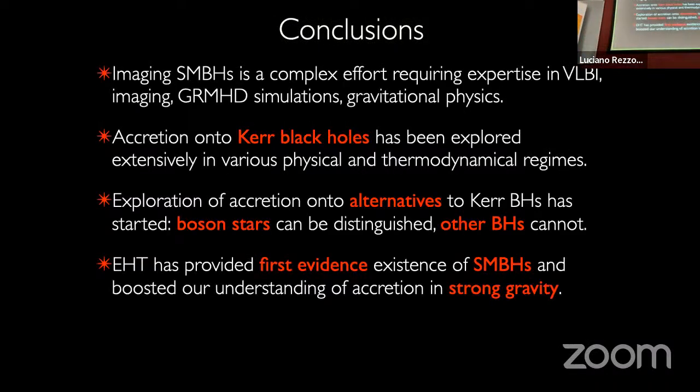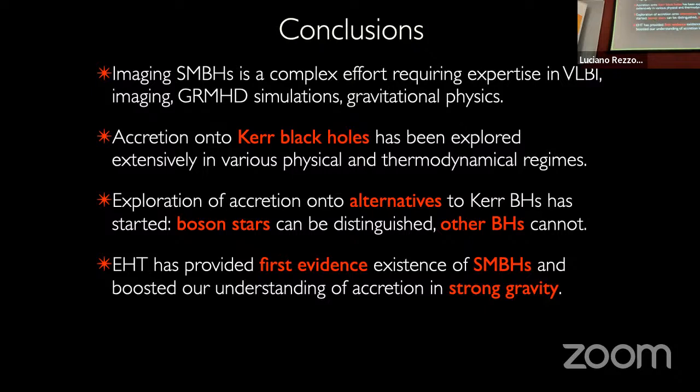And here you can see how this changes with spin. Okay, conclusions. I tried to explain that imaging a supermassive black hole is a rather complex endeavor. You need to have a lot of expertise from VLBI, taking the data, producing the images, and then interpreting the images. We have learned about accretion over the last few years more than we have done over the last 30 years, I would say. We are exploring alternatives to Kerr black holes and boson stars. So boson stars can be distinguished, other black holes cannot.